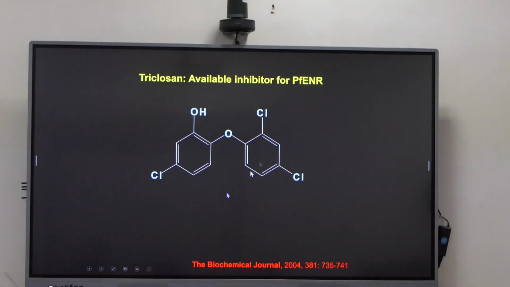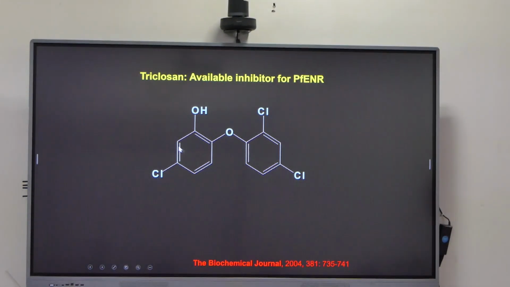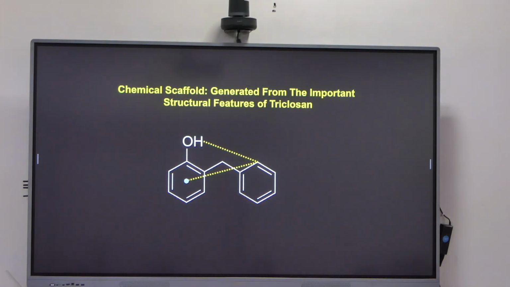Let us keep these two ring structures. Let us keep this distance intact, right? And we generated this scaffold, keeping some distances fixed, two ring residues safe and the OH group intact. Search for this scaffold through the database of 10,000 molecules.